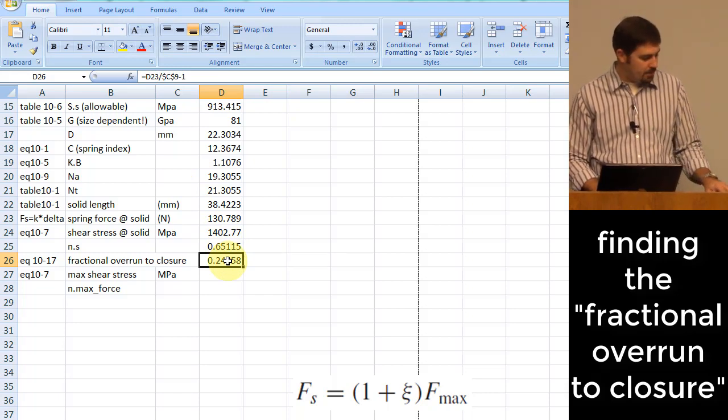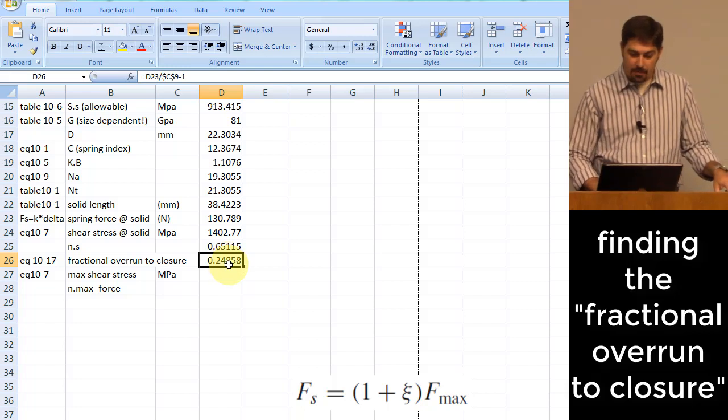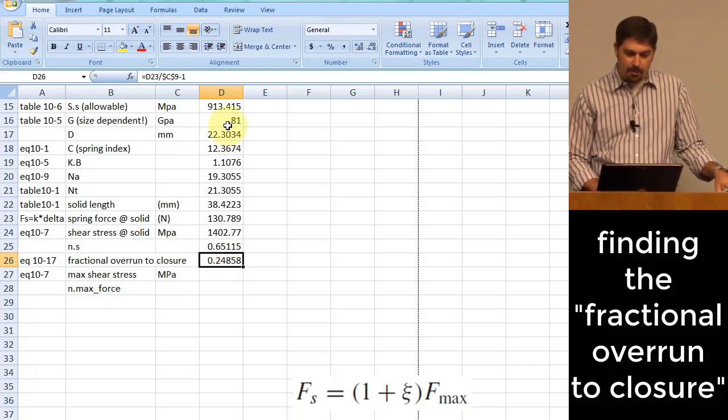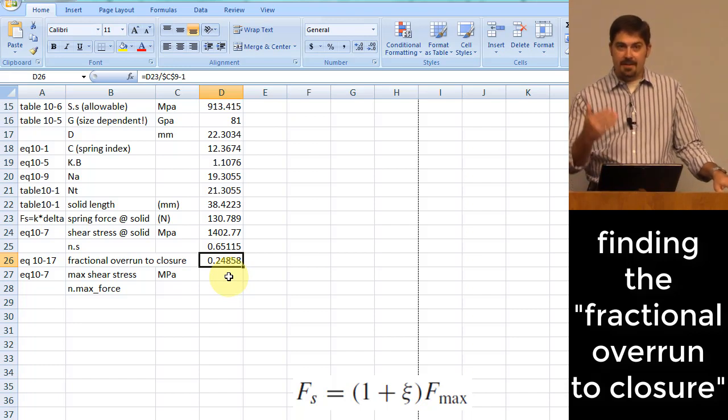Okay, it says in the book, it's a good idea to try to make sure this number stays larger than 0.15. So in terms of that number, we're okay. The big problem with this particular spring that we have designed right now is that it actually will yield, and that's not something that we want.